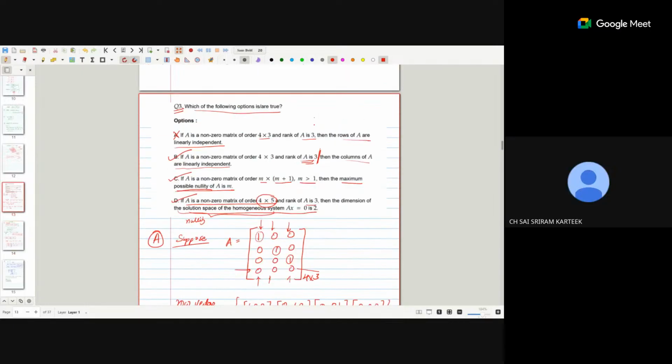Okay, sir, just one last doubt. See, the dimension of solution space of the homogeneous system is basically asking you the dimension of the null space, which is equal to the nullity, right? Is this clear? Yes, sir. Fine.